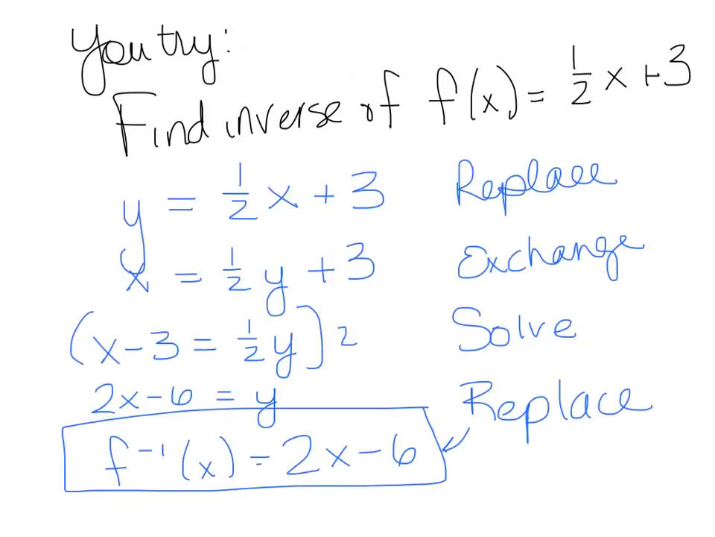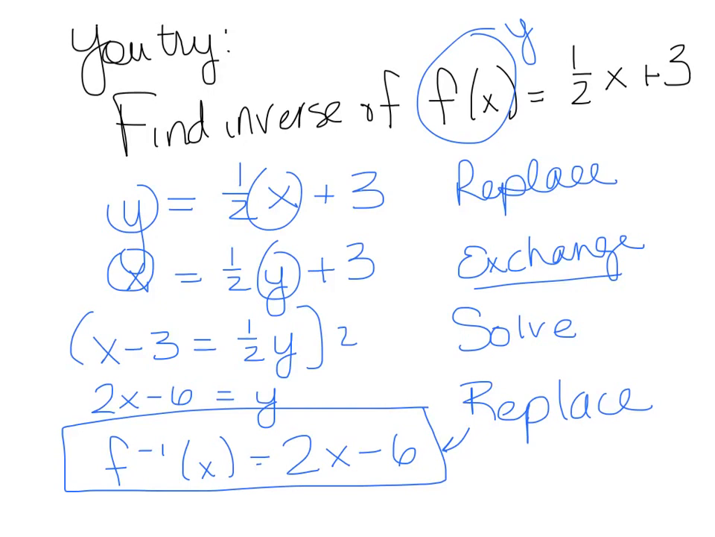Alright, I got 2x minus 6 because the first thing I did was replace f of x with y. And then you exchange x's and y's. So what was an x becomes a y, and what was a y becomes an x. Okay. Then I'm going to solve for y, so I need to move the 3 out of the way by subtracting on both sides, and then I'm going to multiply both sides by 2 to get rid of the 1/2 in front of y, so I have 2x minus 6, and finally I replace it with the symbol for f inverse, and I'm done.